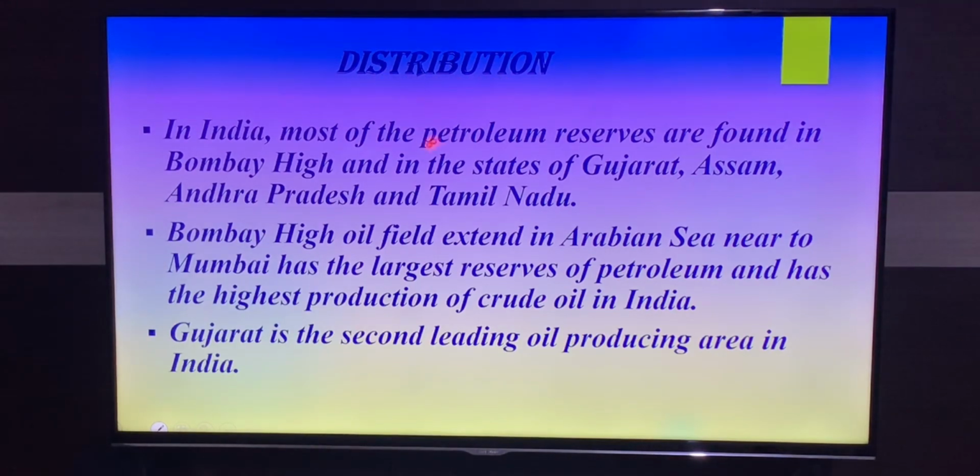Distribution. In India, most of the petroleum reserves are found in Bombay High and in the states of Gujarat, Assam, Andhra Pradesh and Tamil Nadu. The Bombay High oil field extends in the Arabian Sea near Mumbai, has the largest reserve of petroleum and has the highest production of crude oil in India. Gujarat is the second leading oil producing area in India.